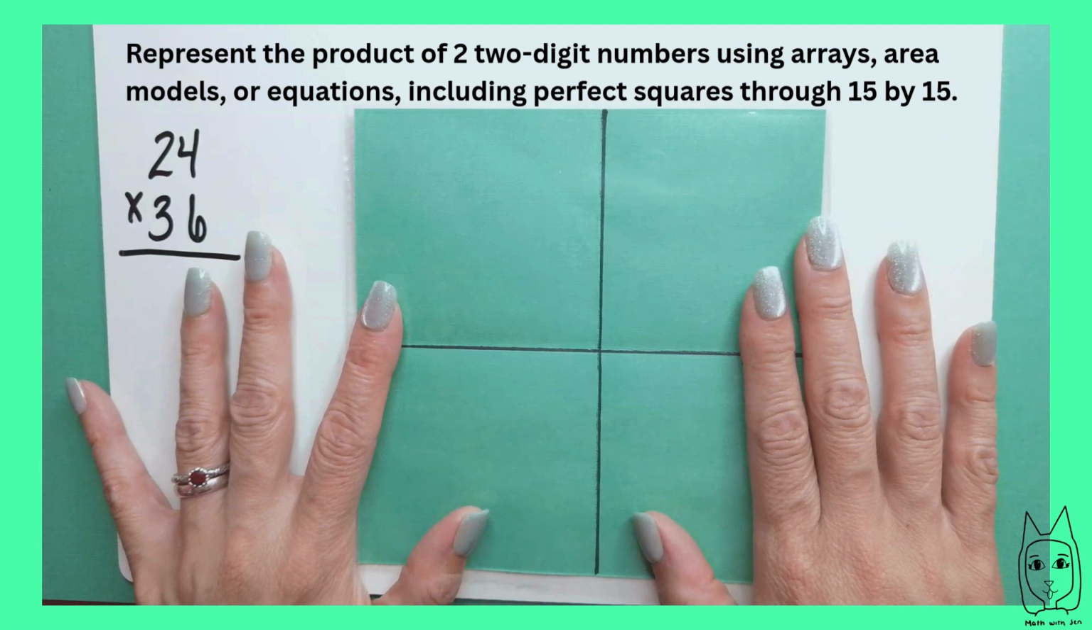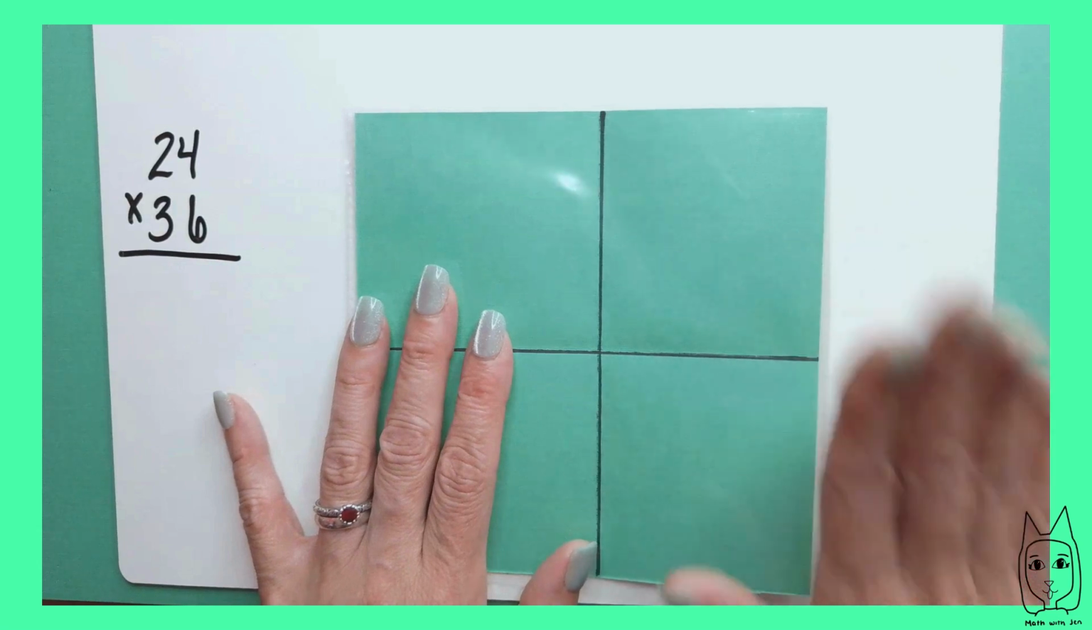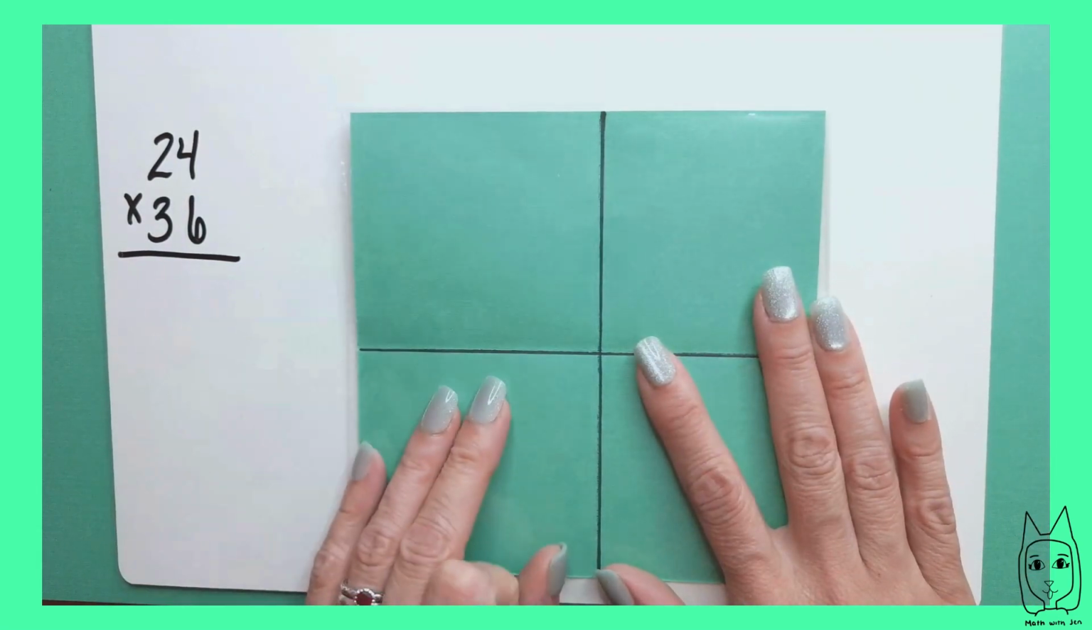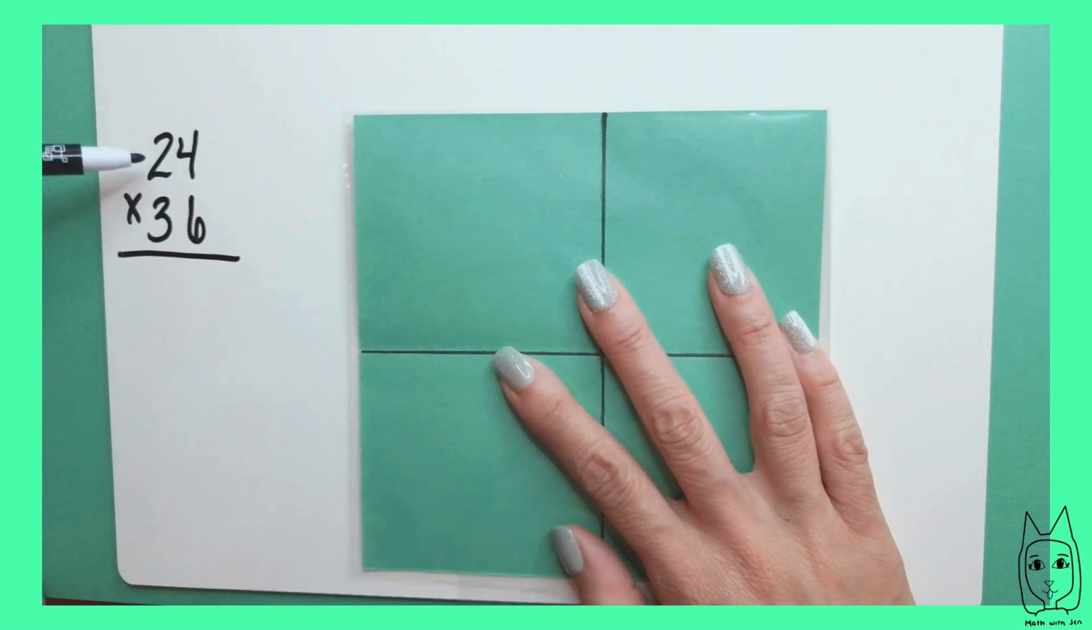In this video, we are going to represent the product of two-digit numbers using arrays, area models, or equations, including perfect squares through 15 by 15. So first off, we are going to start with an area model. An area model is nice because it shows you how to multiply the value of each digit to each of the digits in the other number.